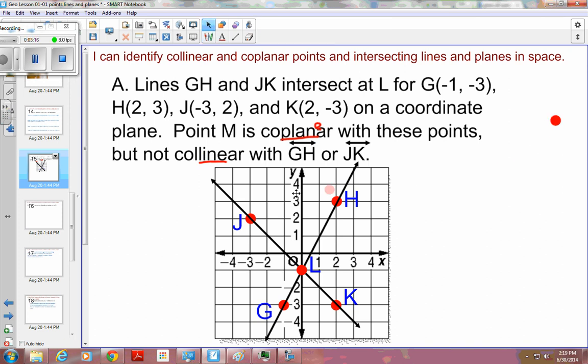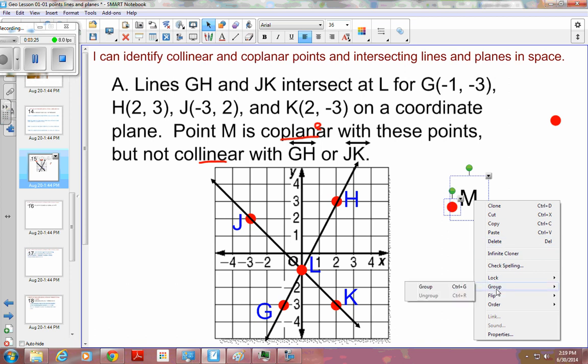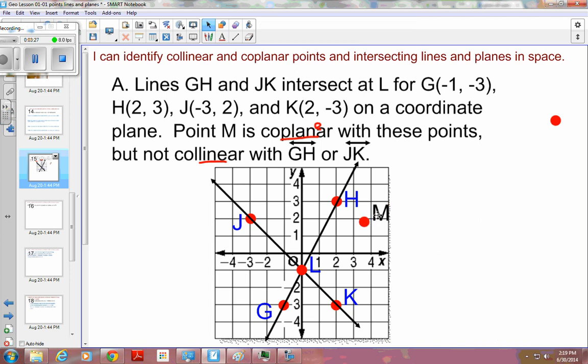So I grab my point, and I can put it anywhere I want it. And this is point M. So if I'm going to grab this point M, let me group these two things together. And I can put it anywhere I want. I can put it over here. I can put it up here. I can put it down in here. I can put it over here. I just can't put it on this line or on that line. That's what it's telling me, is not collinear, so not on the lines. Okay? So I can just leave it right there. And that would be a good representation of this relationship.